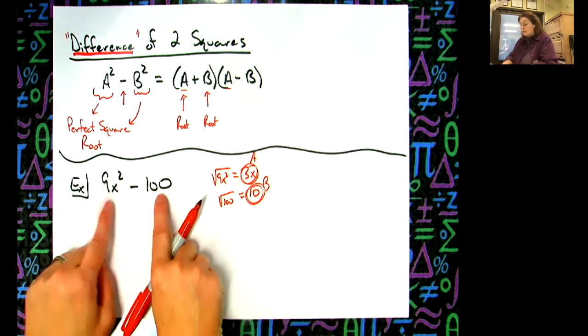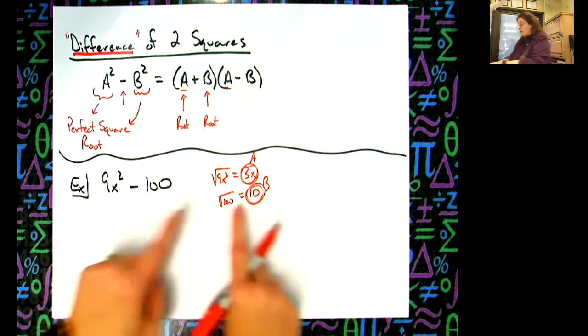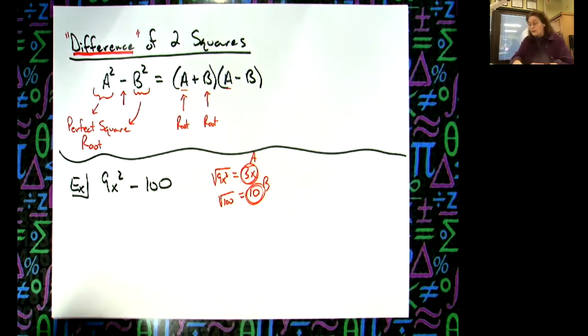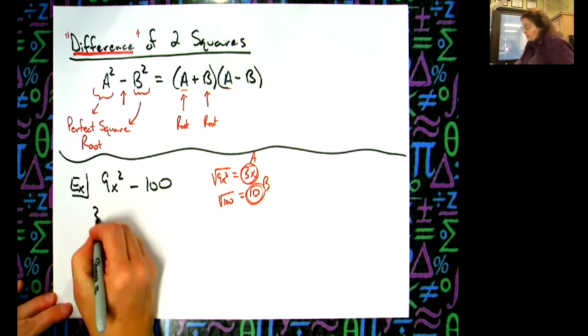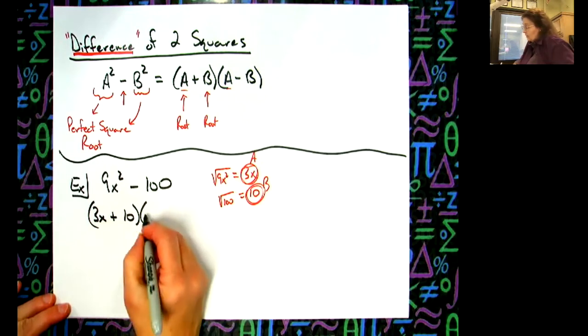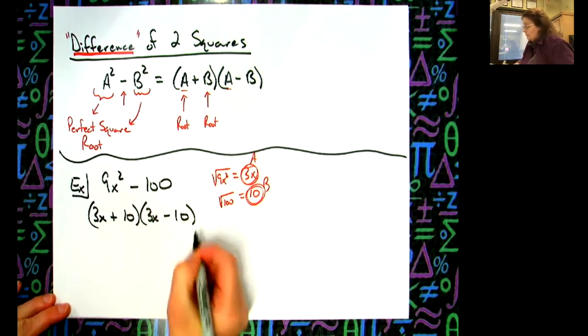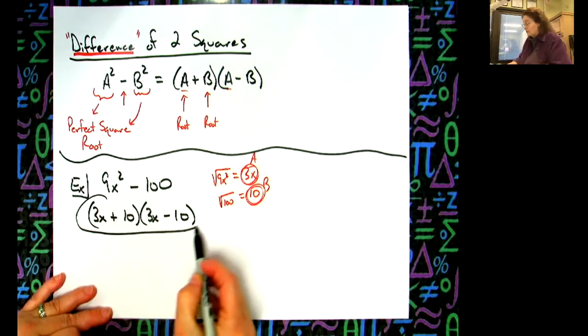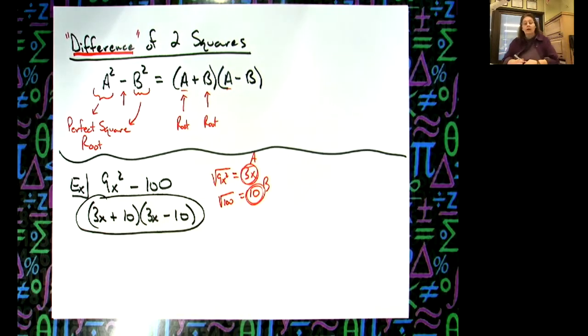So when I take the square root of those, I write both of those answers with a plus. I write both of those answers with a minus. All right, so I'm going to write 3x plus 10, and then I'm going to write 3x minus 10. And for the most part, that's all there is to this. You take the square root of the first one, you take the square root of the second one, you're writing with a plus, you're writing with a minus.